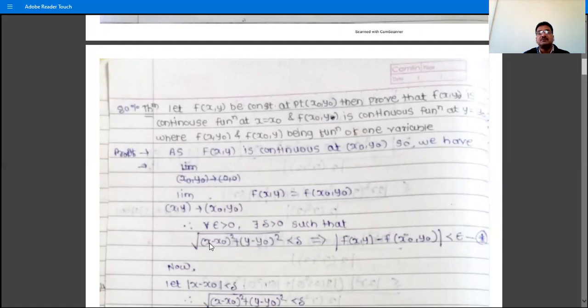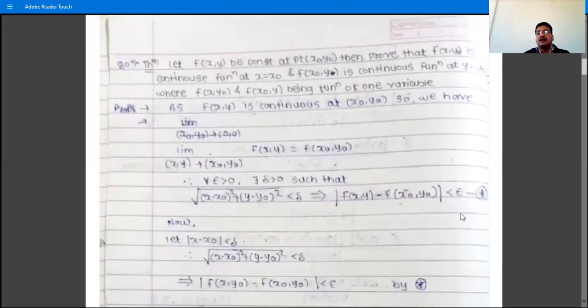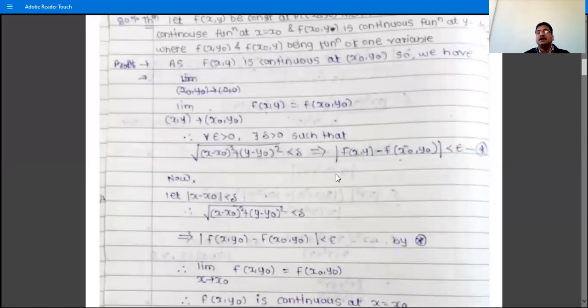Take the positive root, that is, mod x minus x naught is less than delta implies mod f(x, y naught) minus f(x naught, y naught) is less than epsilon, because the function is f(x, y naught) instead of f(x, y). Okay, so what do we have to show? We have to show this.